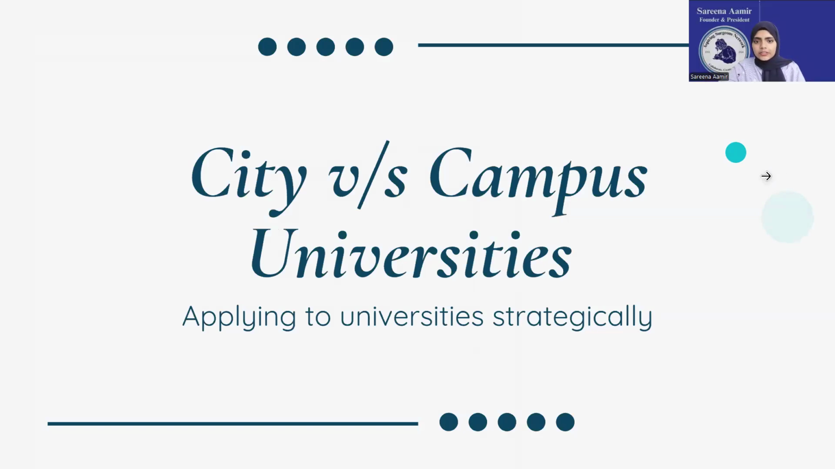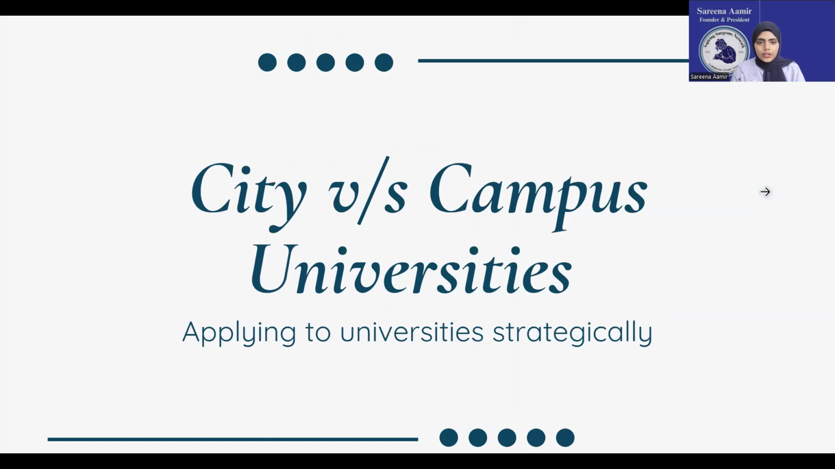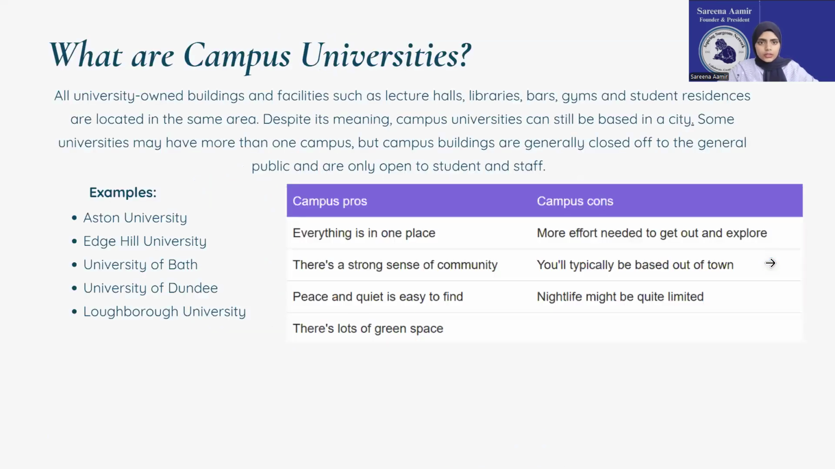That was very informative. Now we'll just be moving on to city versus campus universities, and this will obviously help you apply to universities very strategically so that they suit your learning style and your personality. So essentially, what campus universities are is that all the university buildings and facilities, such as lecture halls, libraries, bars, gyms, and student residences, are located in the same area.